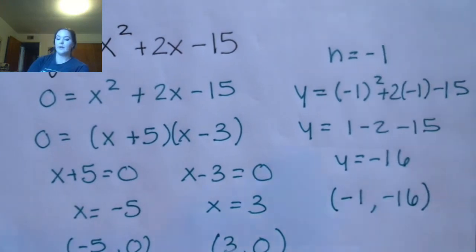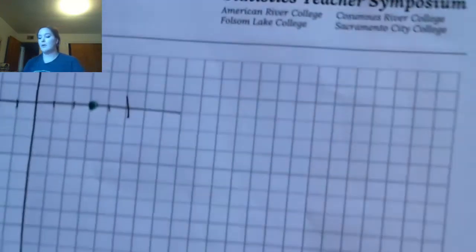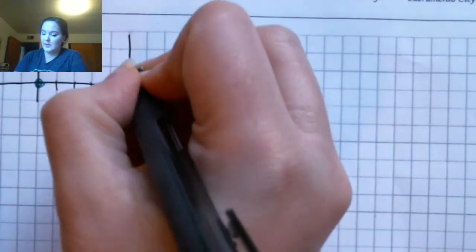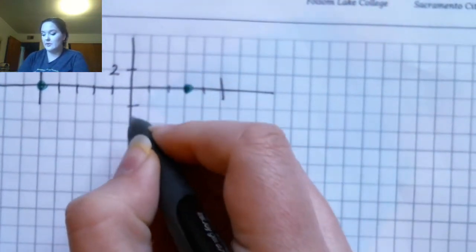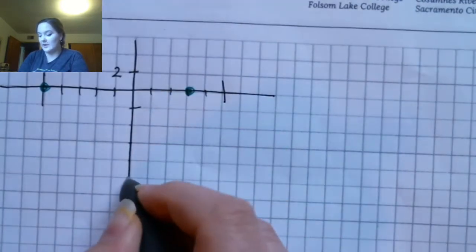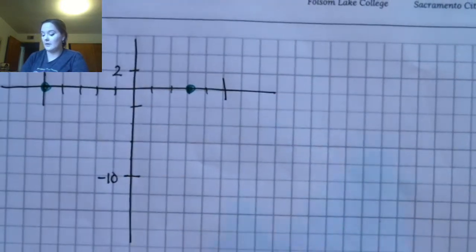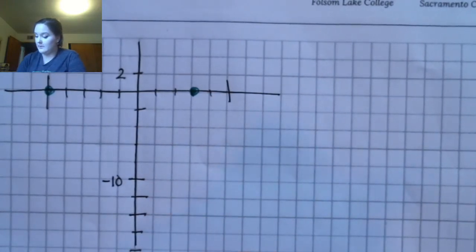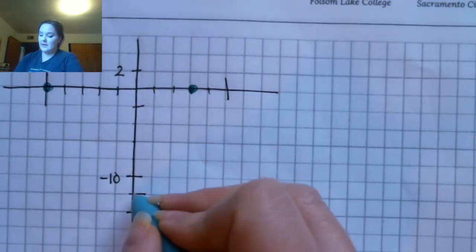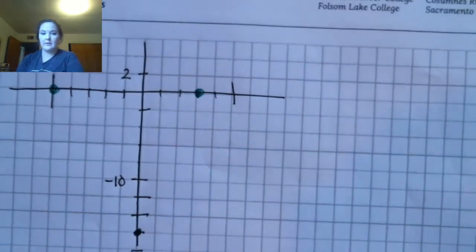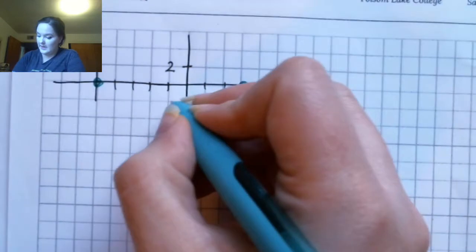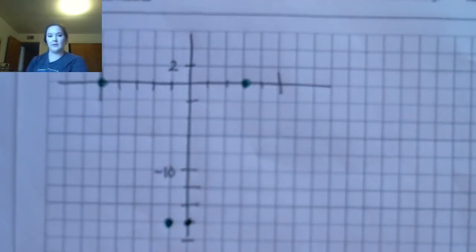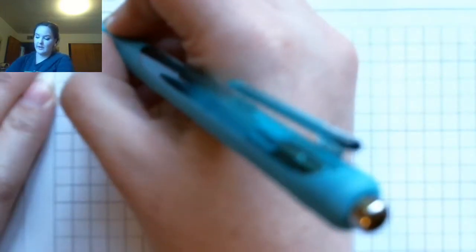Because negative 16 is so big, I'm going to go ahead and go by 2's on my y-axis here. So this would be negative 2, negative 4, negative 6, negative 8, negative 10, 12, 14, 16, 18, 20. So here's my negative 16. Oops, sorry, it should be at negative 1, negative 16. And then I'm going to draw in my parabola.